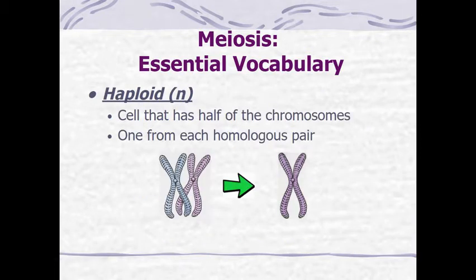Haploid is abbreviated N. Haploid is a cell that has half of the chromosomes, meaning only one from each homologous pair. So homologous pair is diploid or 2N. Haploid is half of that, or just N.